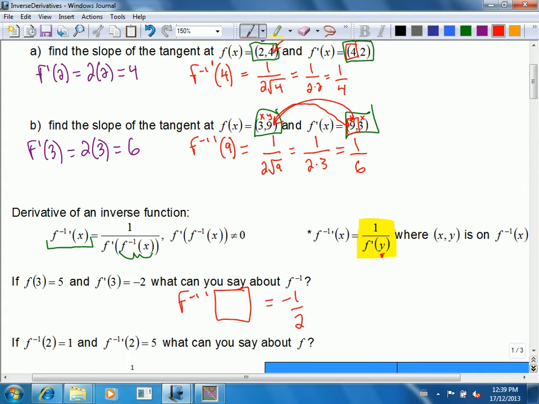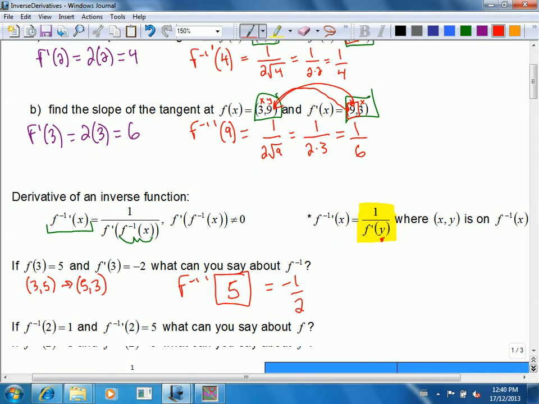Here's the confusing part. Where does it happen? What point does this represent? Can somebody tell me what point this represents? Don't think any further ahead than where is this point? 3,5. So this is where I'm at on the function. Where's its partner for the inverse? 5,3. So on the inverse graph, this is where I am. This is the point that has that simple relationship. The value I'm looking for is the 5. Okay? So the inverse derivative at 5 is -1/2. I start on the function, I use its derivative, then I jump over to the inverse and take its reciprocal. Those are the connections, right?